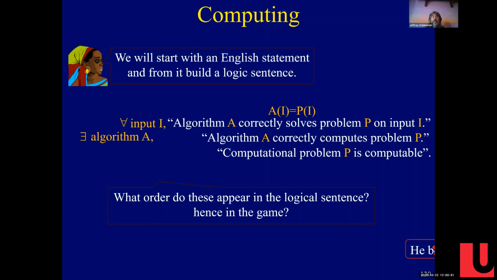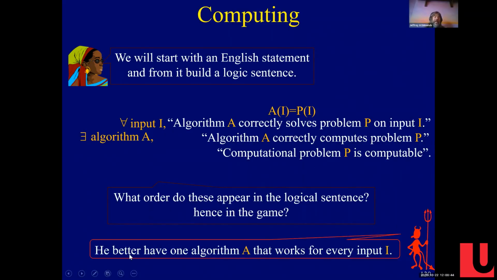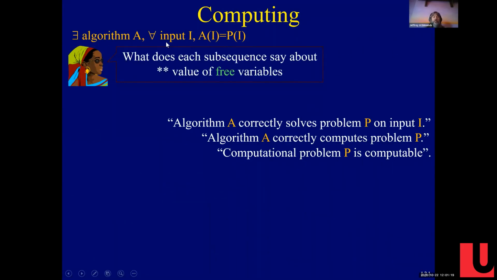Well, what's our game? What does the devil say here? The devil says, hey, he better give us one algorithm that works for every input, right? We don't want to go over to the Clockwork Orange picture. We want to say there's one algorithm that works for every input, all right? So here's our statement. There exists an algorithm such that for every input, the algorithm solves the problem on that input, right? That's the definition of computable, all right?